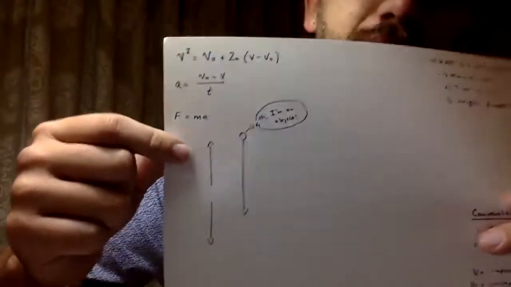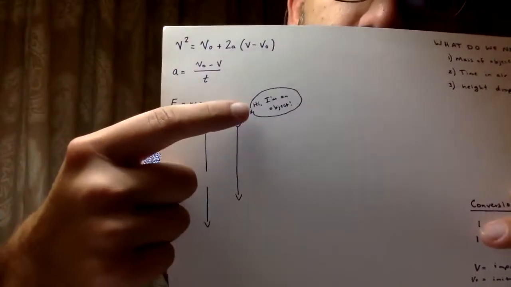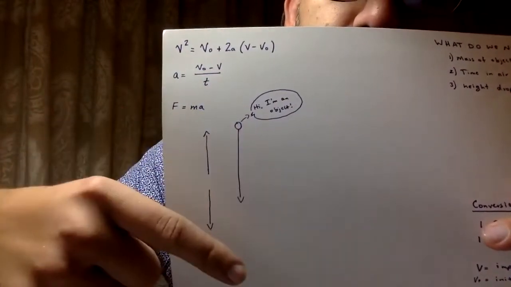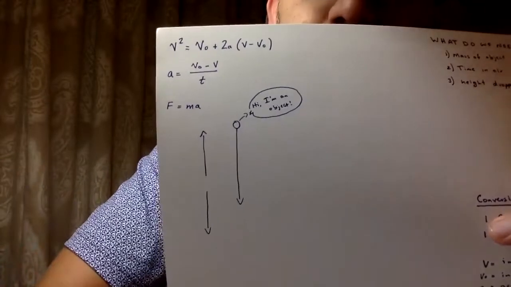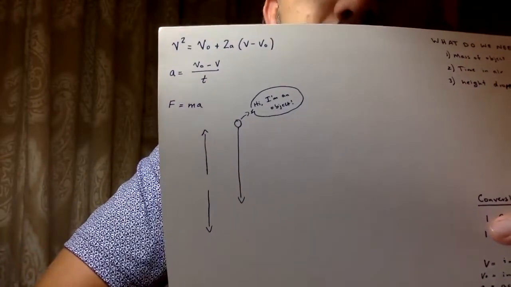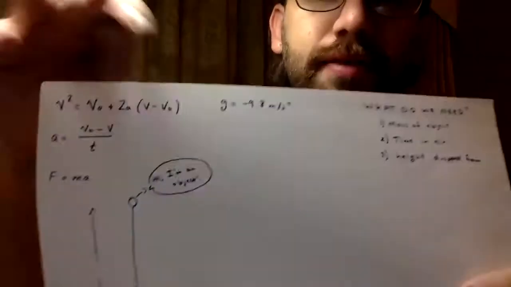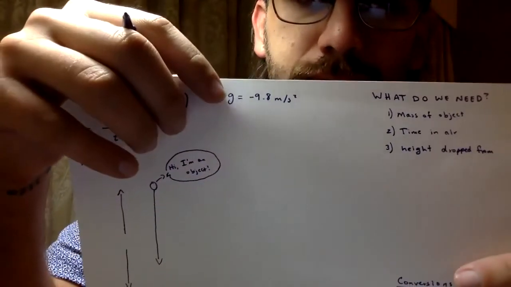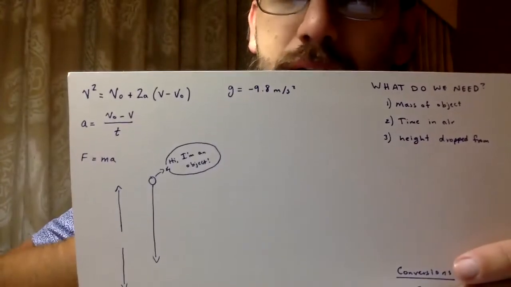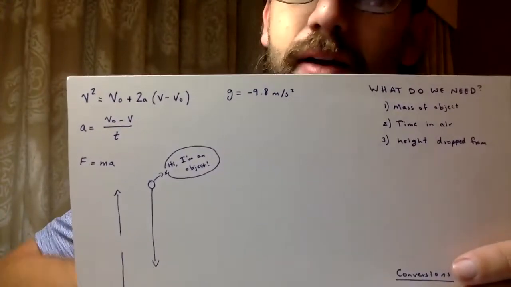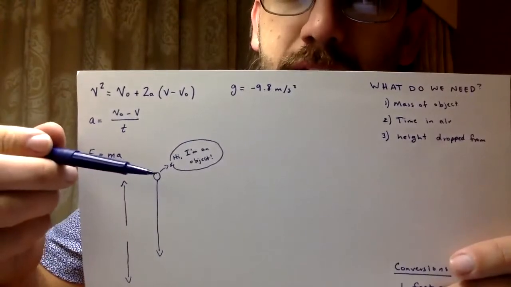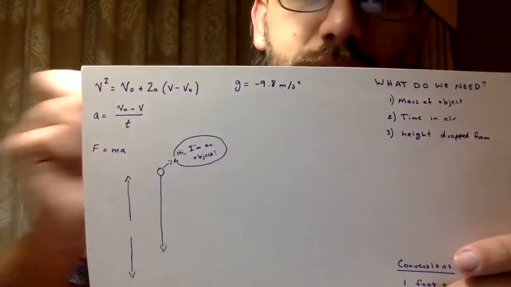So guys, basically what we have here is an object. It says, hi, I'm an object. We have an object that's falling in free fall. The way that this works is there's one force acting upon this object, and that's gravity. We know that gravity is equal to negative 9.8 meters per second squared. That's how it's always been, it always will be. So this object is dropping at an acceleration of negative 9.8 meters per second squared.